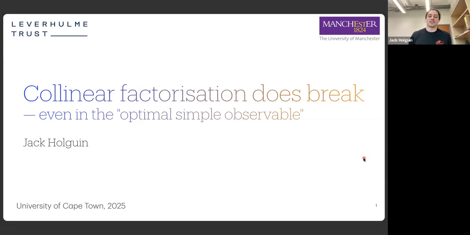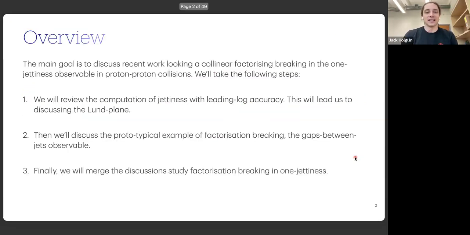Yeah, thank you very much. So as Will said, I'm going to talk about how collinear factorization breaks. And the goal of the talk really is to discuss three main points. Firstly, it's to introduce this observable known as the jettiness, which some people have referred to in the literature as an optimal simple observable, specifically for tagging the number of jets in an event.